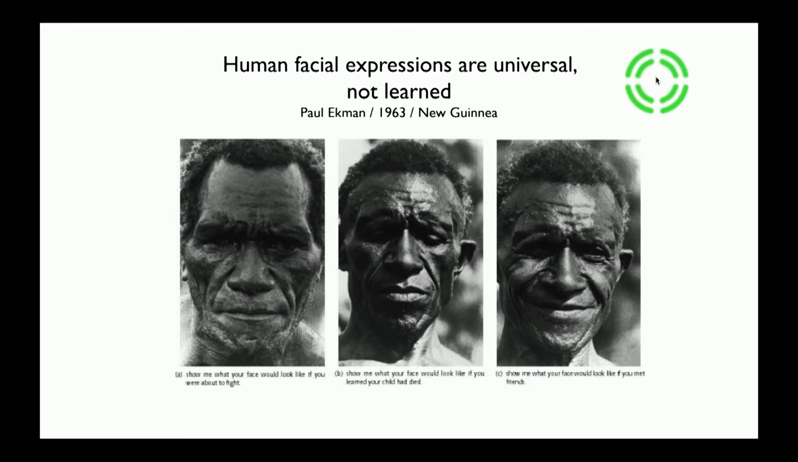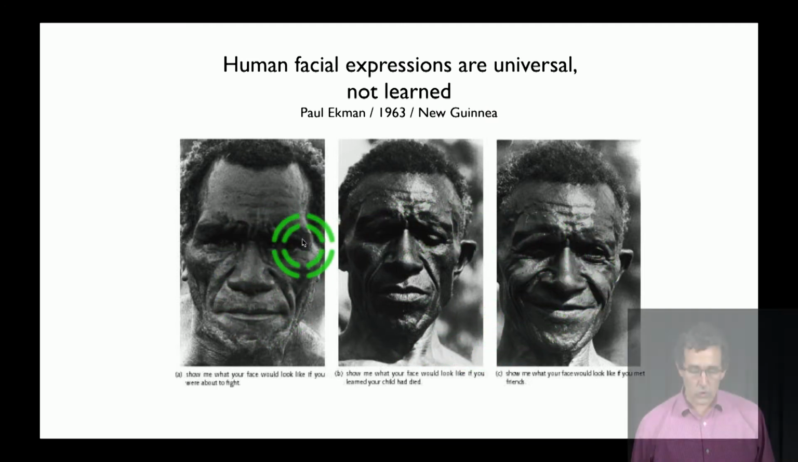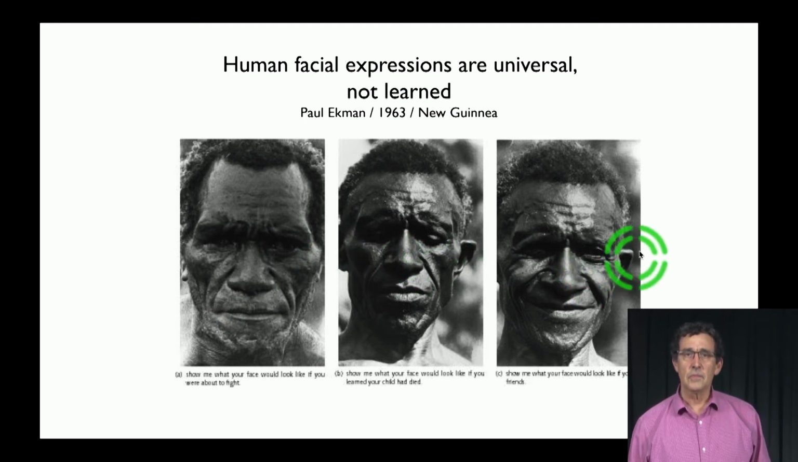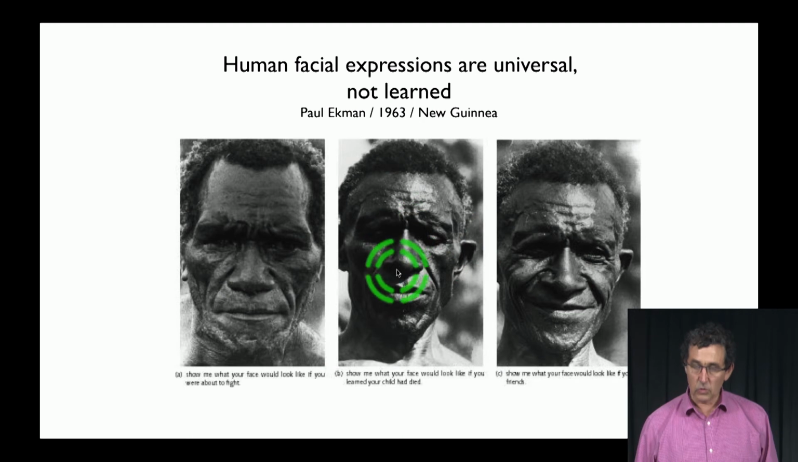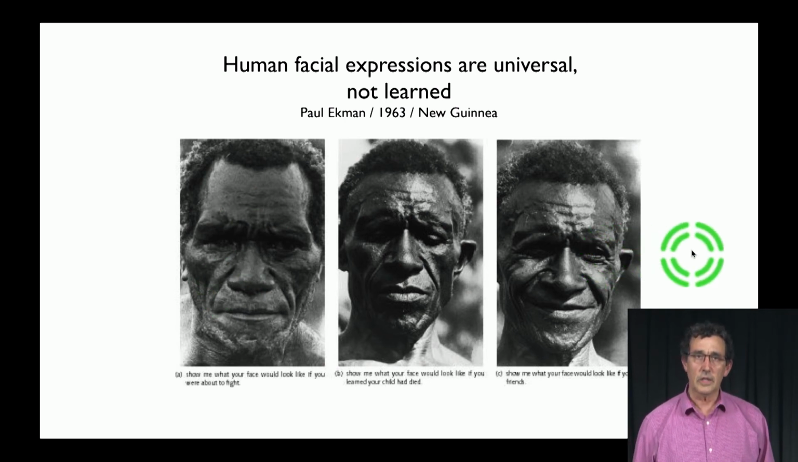To prove that, Paul Ekman went to Papua New Guinea in 1963, to a place where Western people had never been, and he asked people to show their reaction to different kinds of sentences. He showed that smiling is common to everybody, making a sad face is very common to everybody, and making an angry face is also very common to these people in Papua New Guinea.